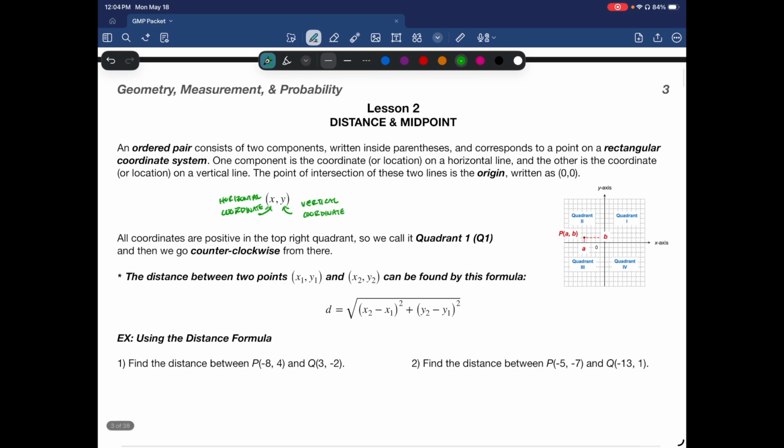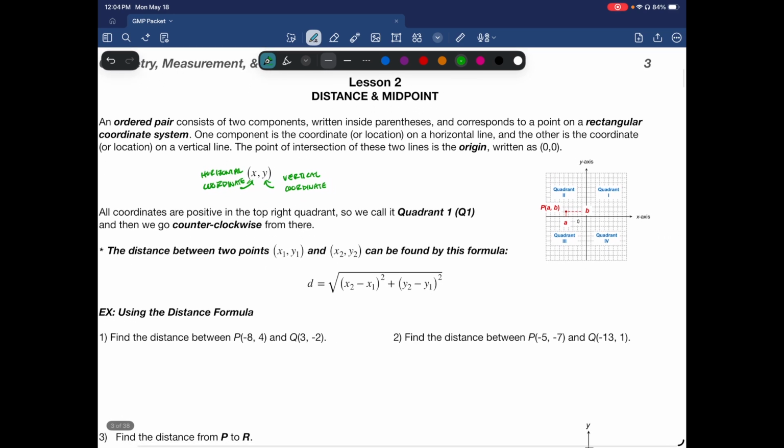Alright, and then as you can see on the graph to the right, all our coordinates are positive in the top right quadrant, so we call that quadrant 1, and then from there it moves counterclockwise, so it moves to the left, kind of like when you're playing a card game or a board game. You always move to the person to your left. So everything's positive in the top right, and then you move to the top left, and it goes Q2, and then around it goes counterclockwise, Q3 and Q4. So if you're given a point and they ask you what quadrant it is, you can check the signs and see where it is.